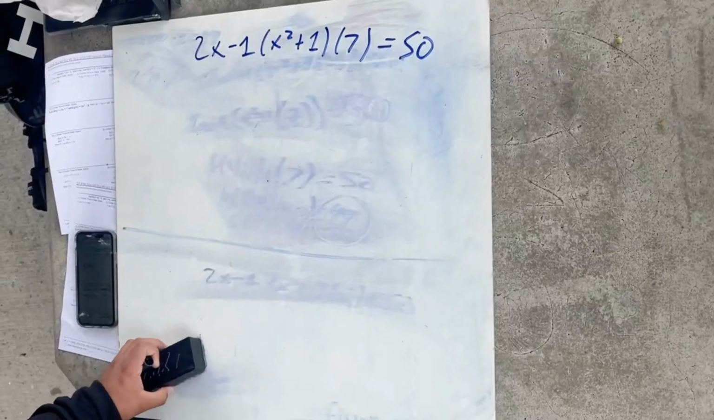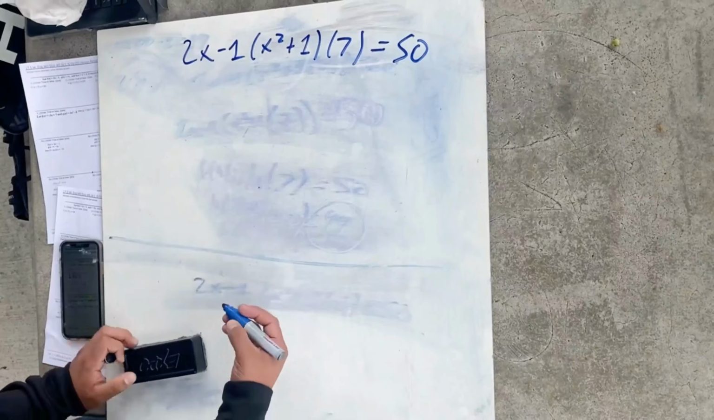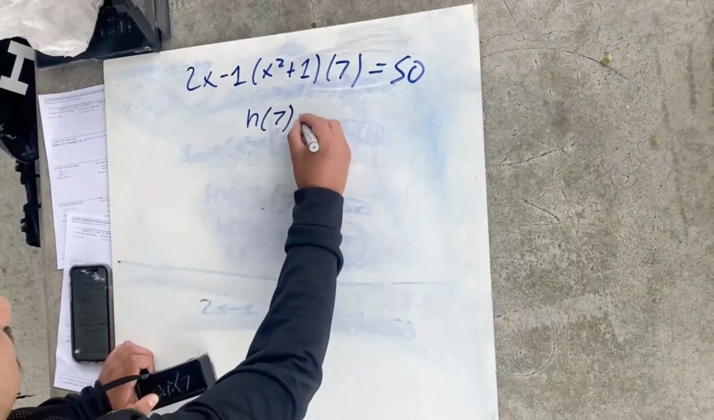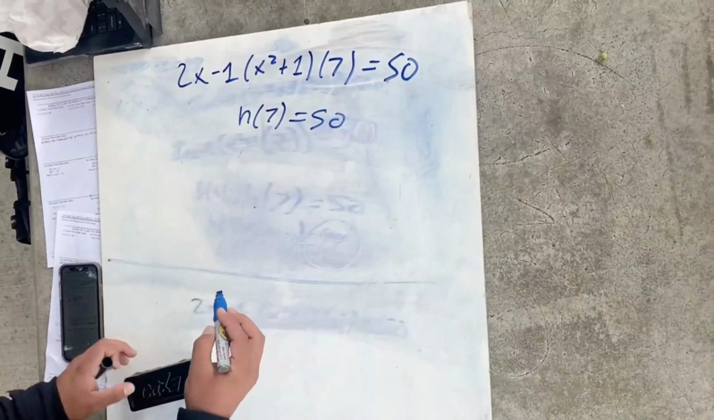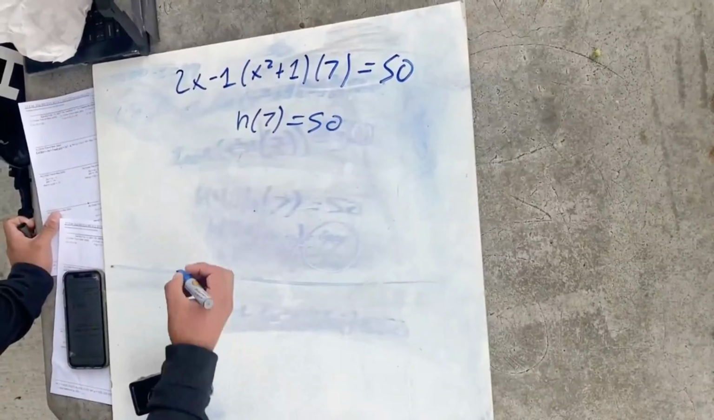Hello, my name is Mr. Ang, and today I'm going to be explaining how we solve this problem. To start off, we have to write h of 7 equals 50 because the problem is saying that all this is equal to 50, and we have to say by the end of this video if it's true or false.